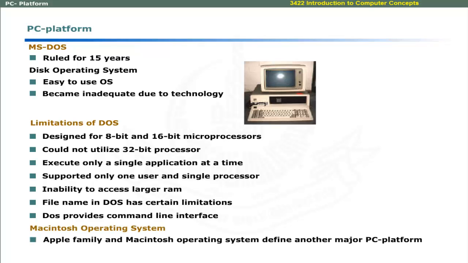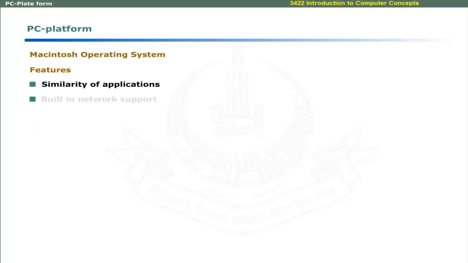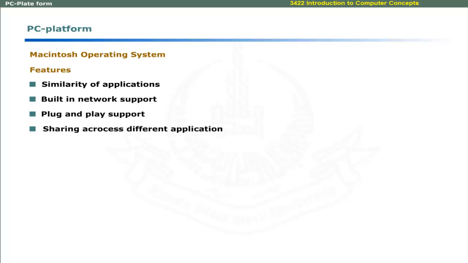Dear learners, the Apple family of the second PC platform, the Macintosh operating system, had many features like similarity of applications, built-in network support, plug and play support, and sharing across different applications. Although the Mac operating system works only on Macintosh computers and compatible hardware, it is still the first choice of many users.